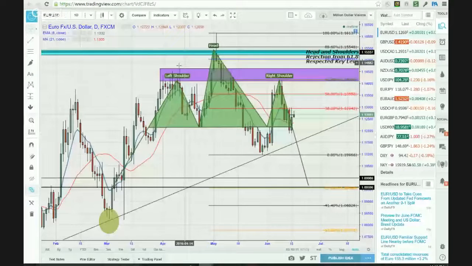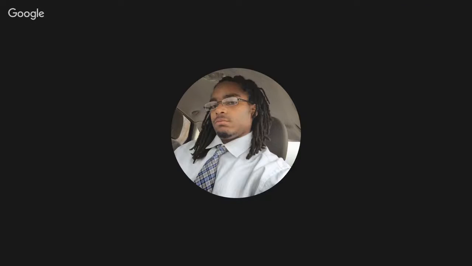When I look at EU on the day chart, you actually see right here, which I got marked out, we got a head and shoulders pattern. If you look right here, we got the left shoulder. Then we have the head, which is extended up. Then you notice price came back down, came back up to make a right shoulder, exactly right here.